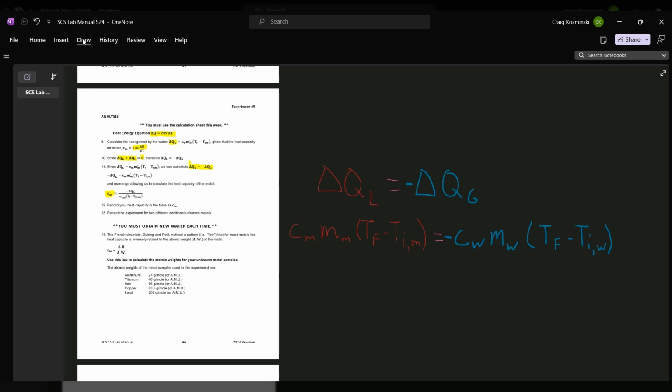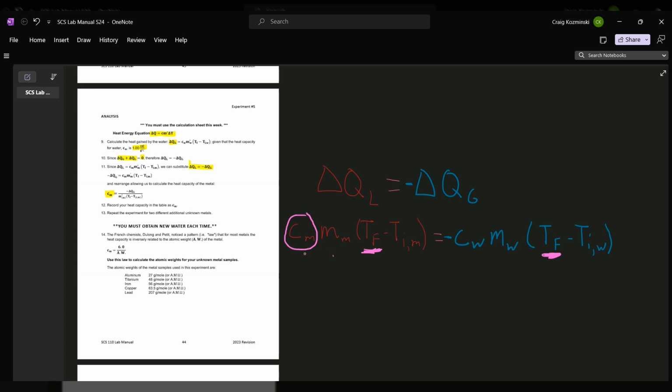Now, if you're paying attention, you've probably already figured this out, but let's get a new color here. Nice little purple. The final temperature of the metal is also going to be the final temperature of the water. This is our equilibrium temperature. And so what I'm going to do is I'm going to circle now the term that we're going to solve for. We're solving for C sub m, that is the heat capacity of our unknown metal.